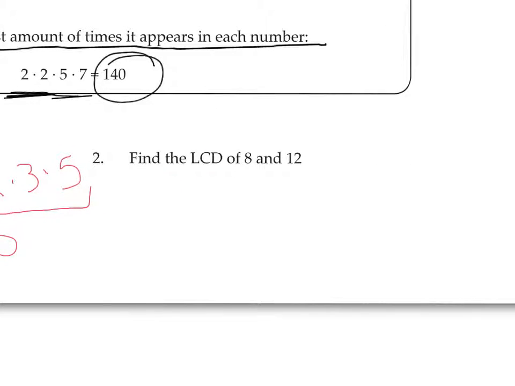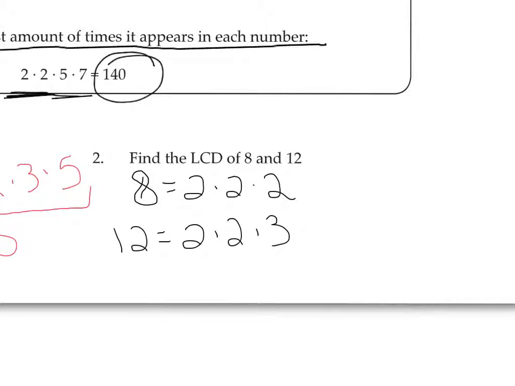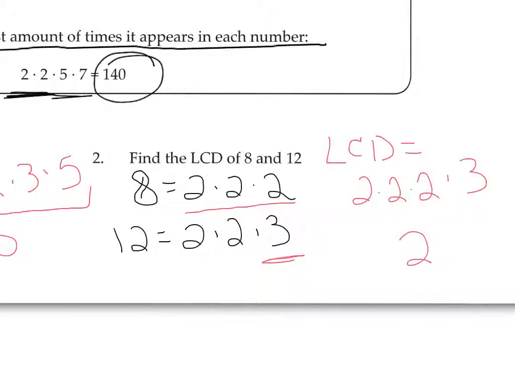So let's do it again. The least common denominator. Okay. The prime factors of 8. 2 times 2 times 2. The prime factors of 12. 2 times 2 times 3. So the least common denominator, we'll take the biggest group of 2's, and the only other factor we see is this 3. You multiply all those together, you get 24.